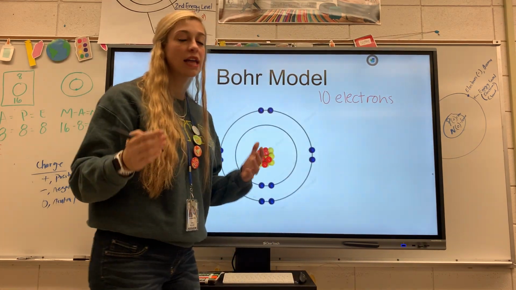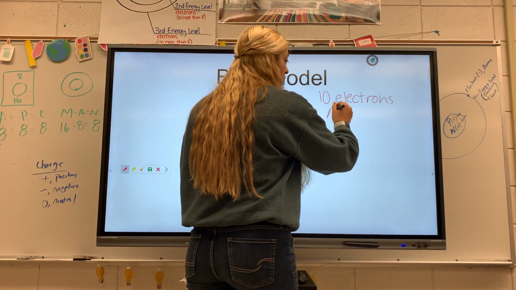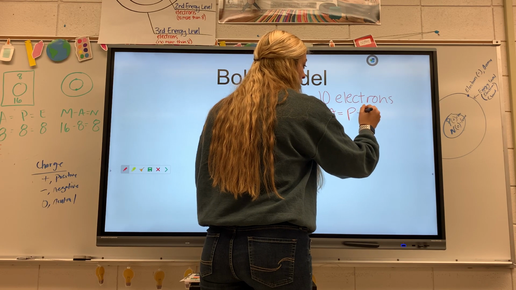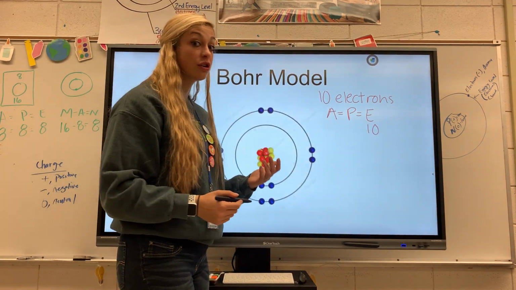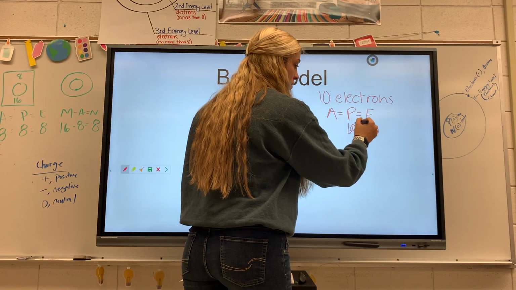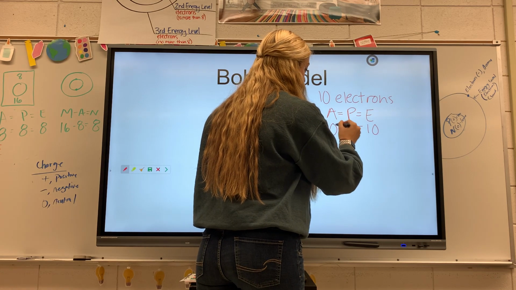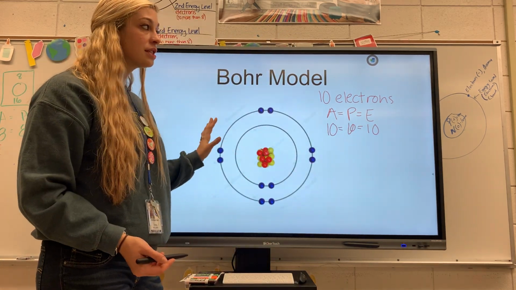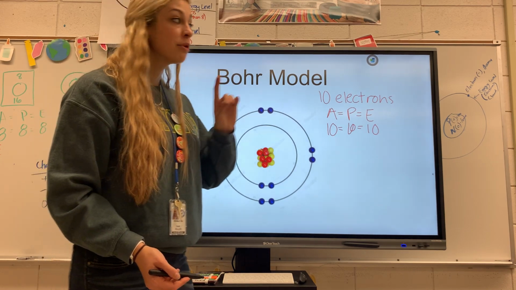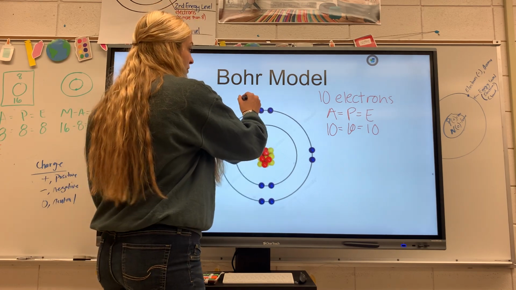So as soon as I see that, I'm thinking, okay, if there's 10 electrons, well, according to the atom, there's also 10 protons. That's 10. It's ugly, but that's a 10. And the atomic number is 10. So now I know this is atomic number 10. So I'm looking at my periodic table. Okay, atomic number 10 is neon.